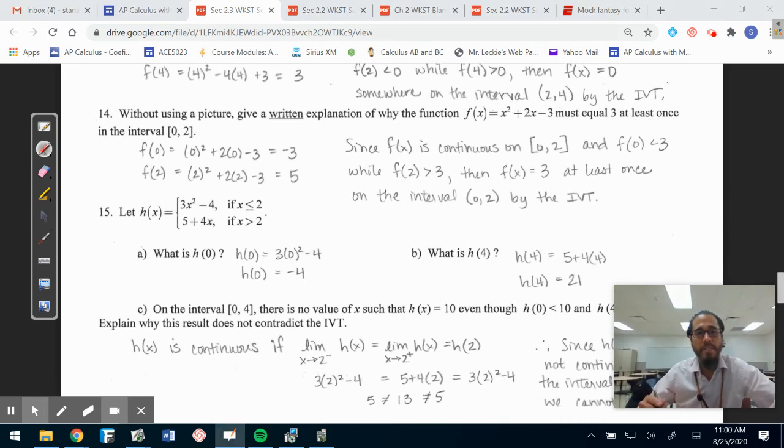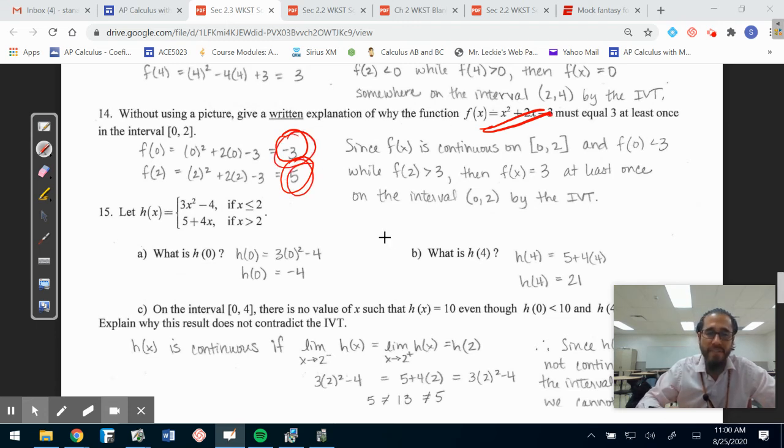All right, here we go. Let's do this guy. Same thing, IVT question, but this one says here, does it have to equal 3 at least once? Well, booyah, booyah. Well, it's continuous, right? -3 to 5. If it goes from -3 to 5 and it's continuous, does it have to hit 3 for sure? So then just make sure you write a statement.